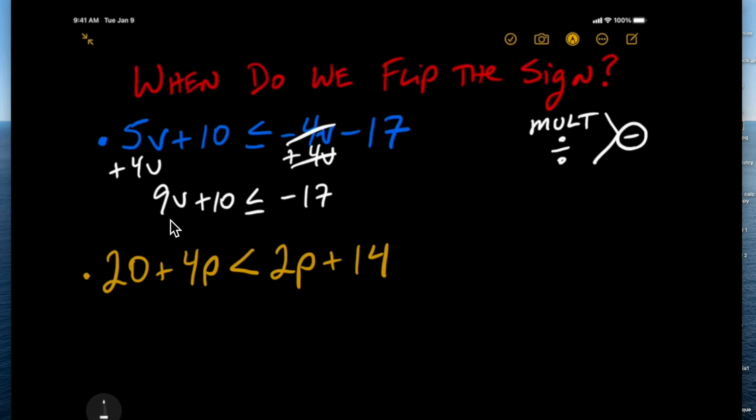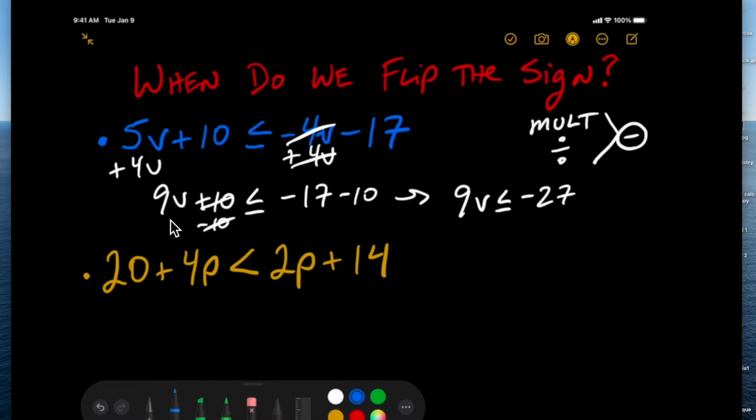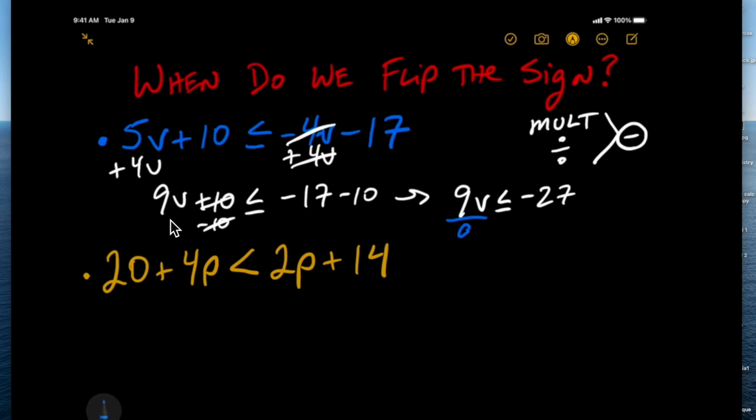Next move here for me would be to subtract 10 on both sides. That would cancel these out, and I would be left with 9v is less than or equal to negative 27. Again, no impetus to change the direction of that sign. Finally, my move would be to divide both sides by 9 in an attempt to isolate the variable.